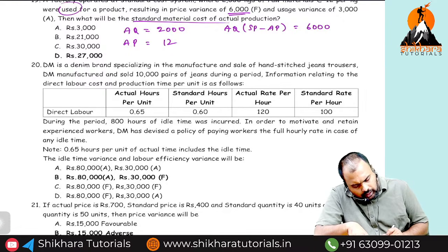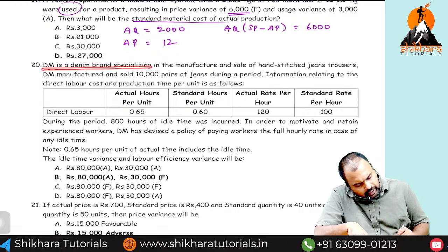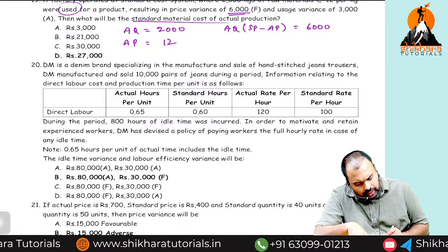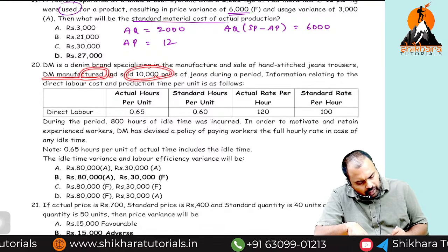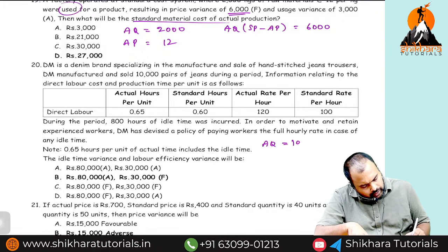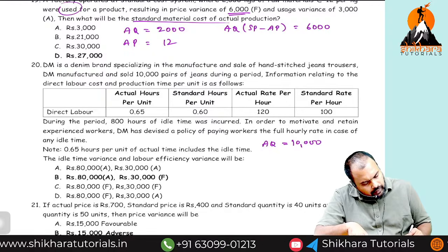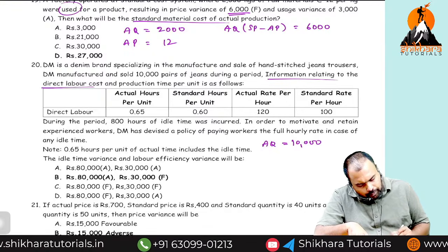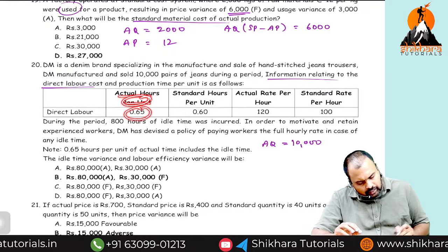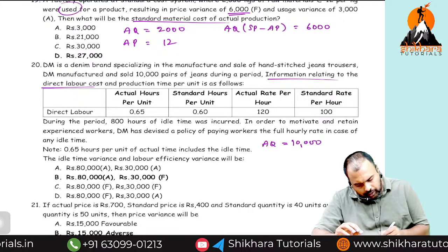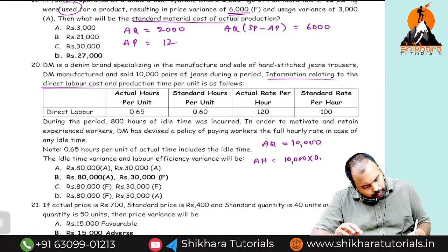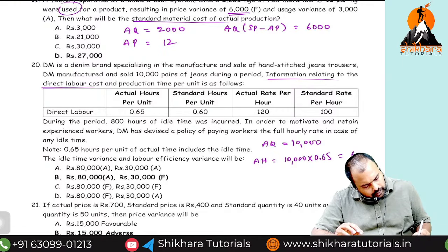Okay. DM is a denim brand specializing in the manufacturing and sales of hand stitched jeans and trousers. DM manufactured and sold, so that's nothing but actual quantity, which is equal to 10,000 pairs. Information relating to the direct labor cost and production time is given below. Actual hours per unit, they have taken 0.65 per unit. Then what has to be actual hours? 10,000 into 0.65, which is nothing but 6,500.